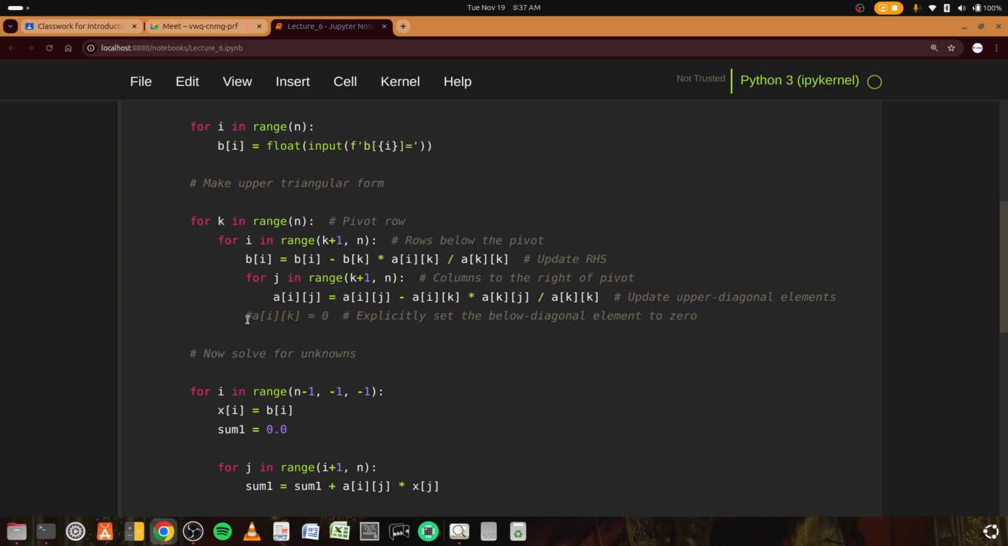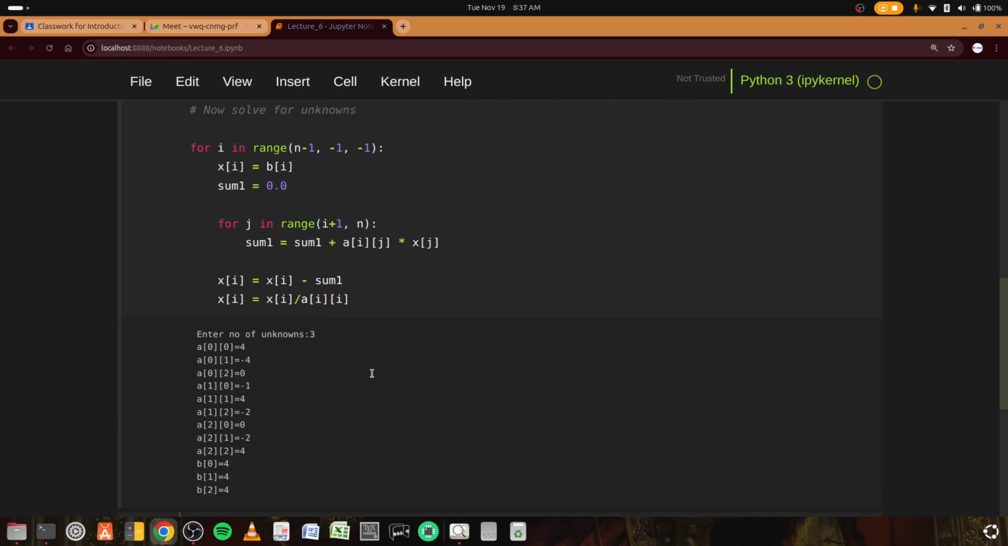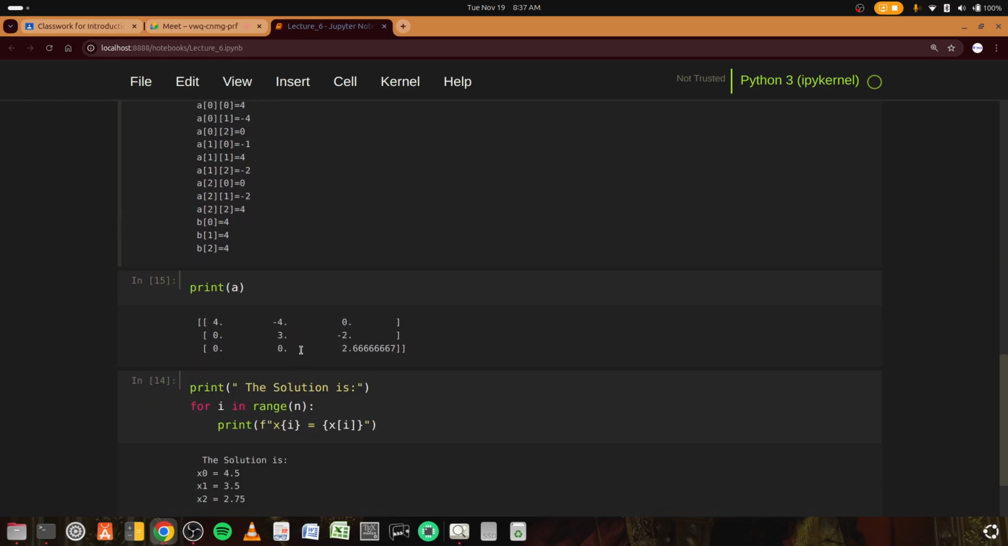If you make it a comment and run this code, you will see that the result will be the same. The result will not change. For showing you, I am keeping it as it is, and if I run print a now, you can see that this is the coefficient matrix in the upper triangular form. All the elements here are non-zero, but the elements in the lower triangle are 0.